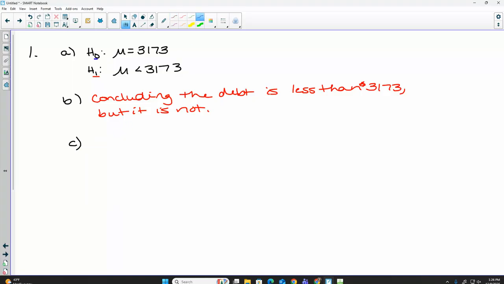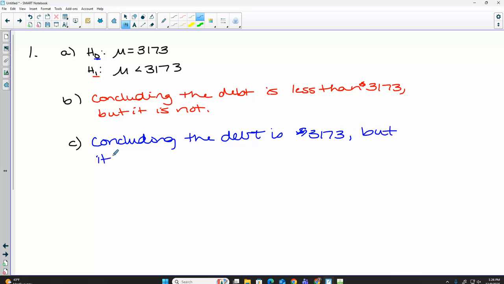So type 2 is when you conclude the null. So concluding the debt is $3,173, but we made an error. So you could tell me it's not, or more specifically, if we chose the wrong thing, the other was decreased, so it had actually decreased.